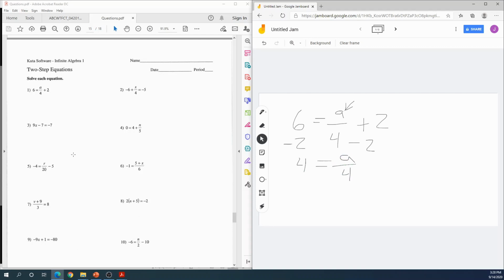So now let's multiply both sides of the equation by 4. So we get 4 times 4 is equal to a over 4 times 4. 4 cancels on the right side. 4 times 4 is equal to 16 on the left side. And we get a is equal to 16.